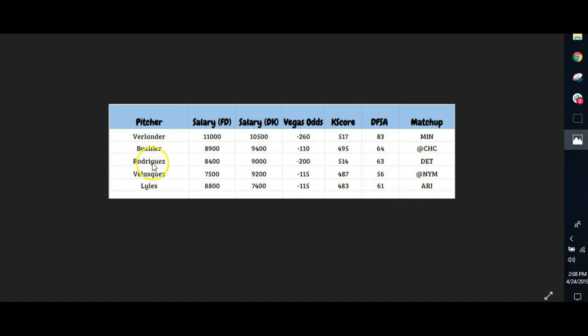So I think on FanDuel, Erod's my pitcher. Maybe some pivots to Verlander, pay up a little bit for him to be contrarian. Very little on Buehler, very little on Velasquez, very little on Lyles. But on DraftKings, I may have to consider some of these guys here if I don't take Verlander. So simply stated, that's where I would stand.